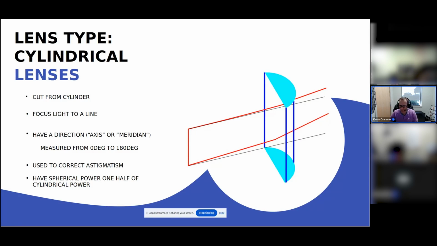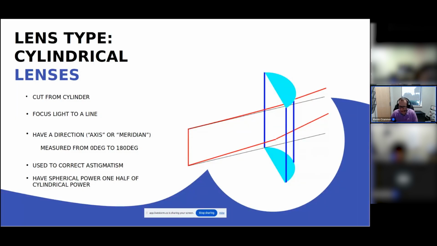One thing to note with a cylindrical lens is it has a direction. With a spherical lens, you can rotate that lens around, and in any direction you rotate it, it's going to have the same power. When the lens is in front of the patient, it doesn't matter which way it's rotated. But with a cylindrical lens, it really does matter. And so that's why when we correct astigmatism, we have to write not only the power of the cylindrical lens, but we also need to write down what the axis was, what direction it was pointing.